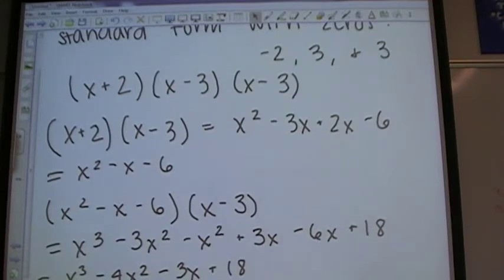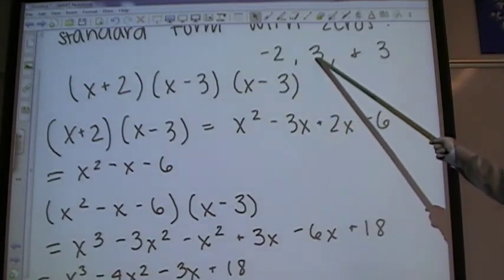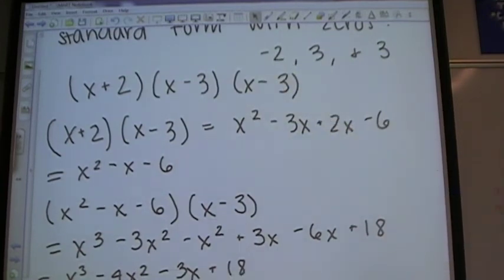I have a question. Yes, that's the answer at the bottom. It's in standard form. Would you define multiplicity, please? Yeah, multiplicity is when you have more than one zero at the same number. So here I have 2 zeros at 3. So I have a multiplicity of 2 at 3. I don't have a multiplicity of anything at -2.